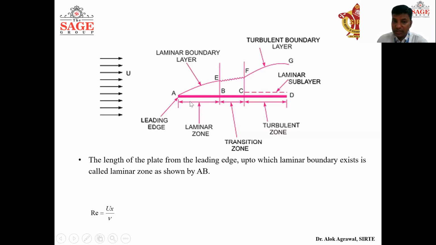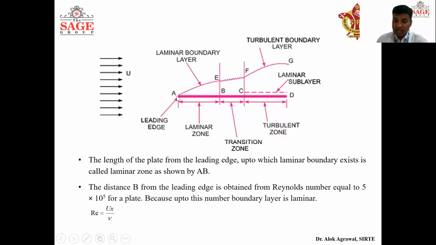And how do we calculate this laminar zone? The distance of B from the leading edge, that is AB, will be calculated with the help of the Reynolds number. As we know, for fluid flowing over a plate, if the Reynolds number is less than 5 into 10 to the power 5, we can say that the flow is laminar, and if the Reynolds number is more than 5 into 10 to the power 5, we call it a turbulent flow. So with this formula, we can calculate the value of x.